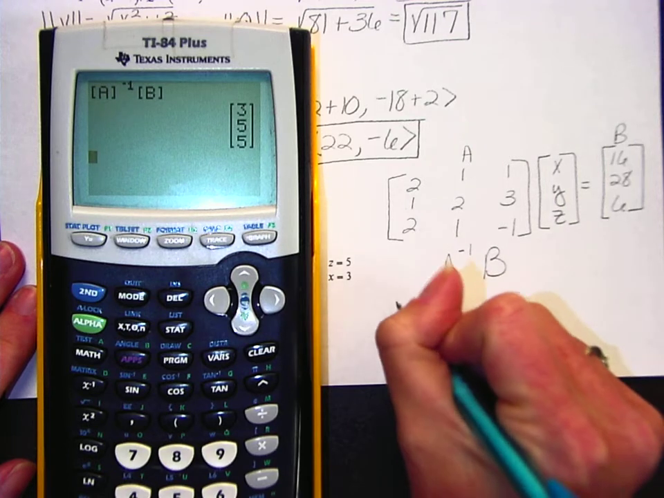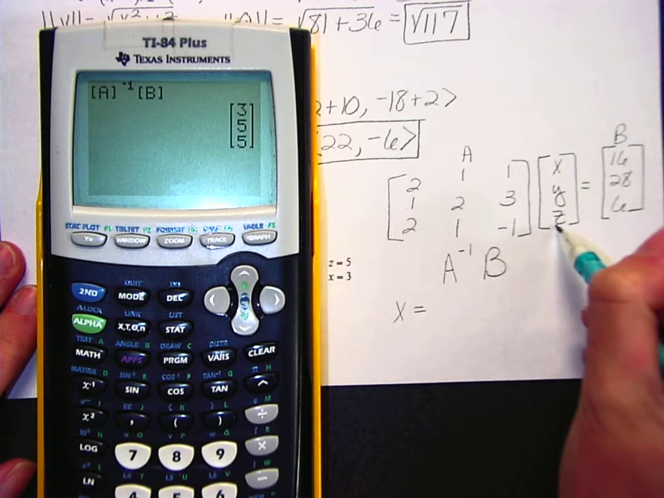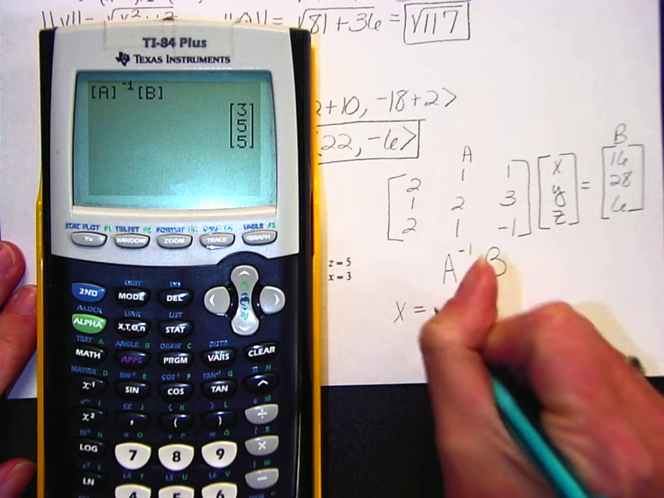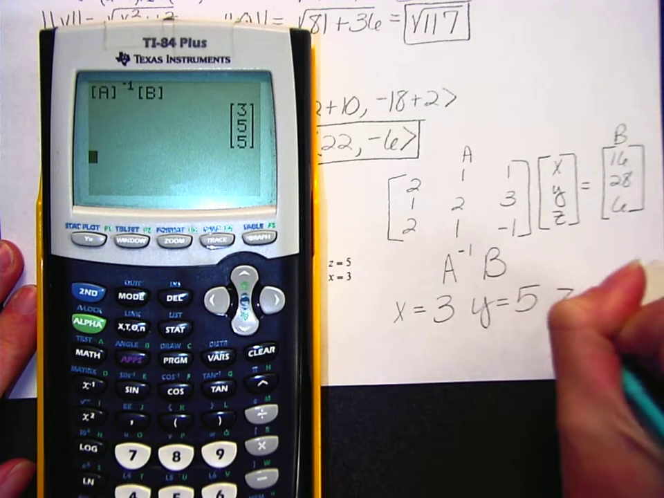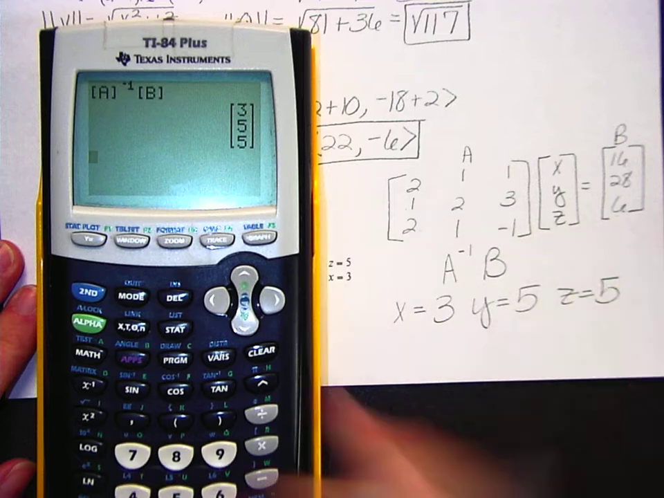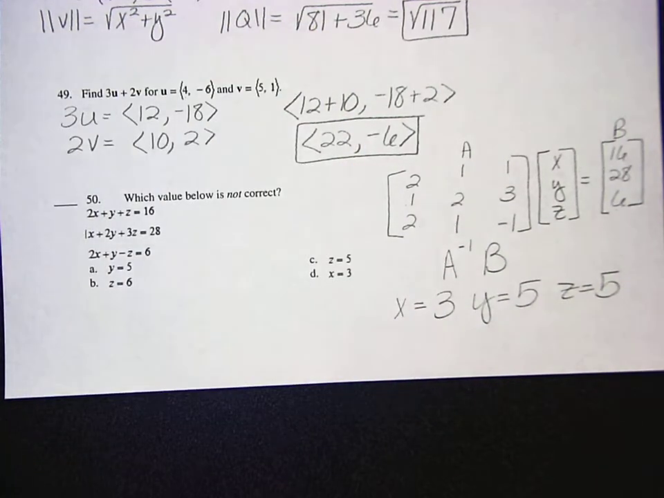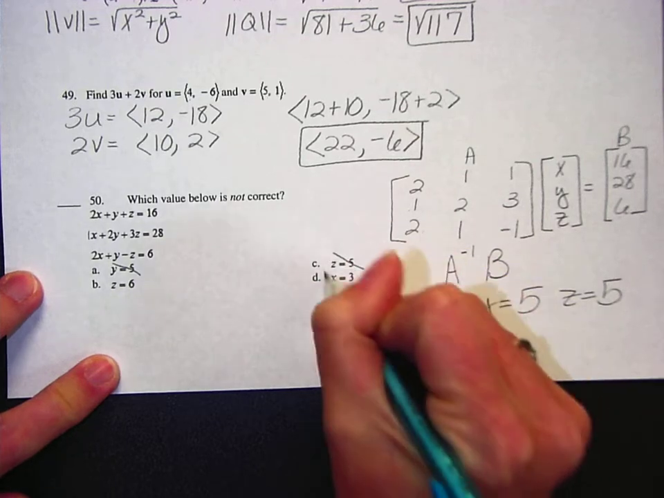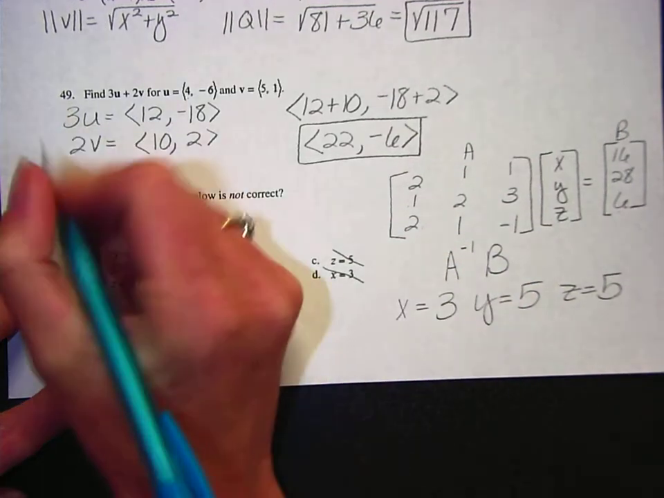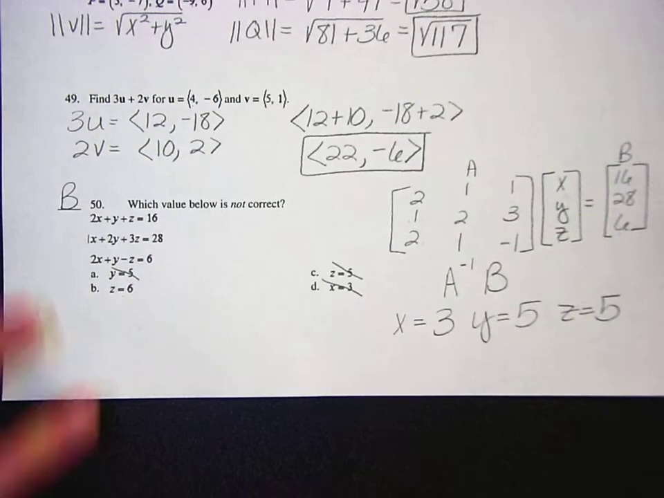And so this is going to come out giving me a matrix that matches up with this one right here. So my x value is 3, my y value is 5, and my z value is 5. So back over here on my answer choices, y was 5, z was 5, and x was 3. So z is not 6, and so B is going to be my answer.